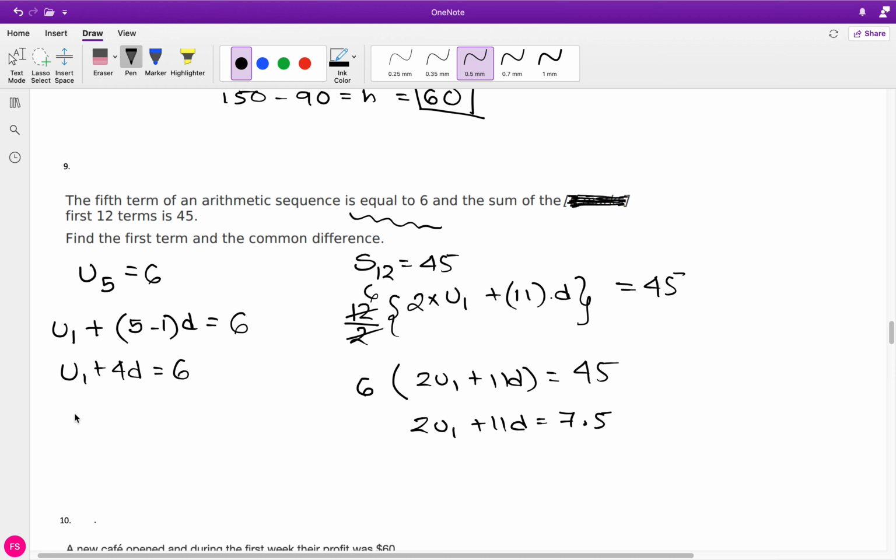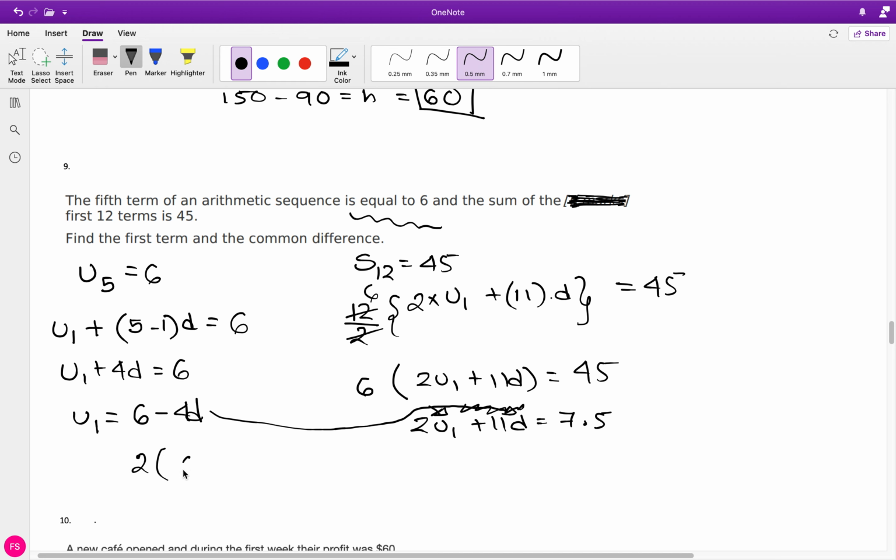This looks easy, so I'm just going to make this u1 the subject. I will move this to the other side. That will give me 6 minus 4d. Then I will move it back to this equation and solve for u1. Okay, let's do that. So 2u1 plus 11, I'm sorry, my bad. I know u1, I made that the subject, so I need to substitute this into u1, not this d. Okay, so let me do this here.